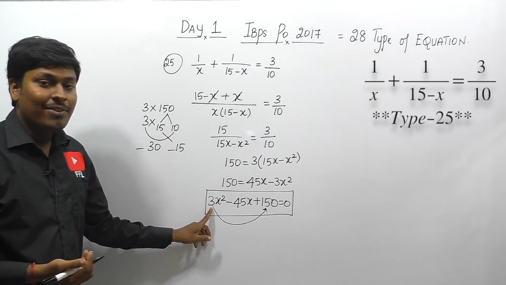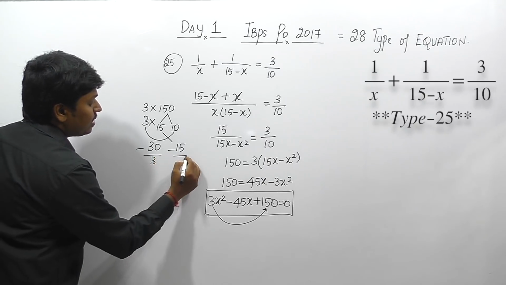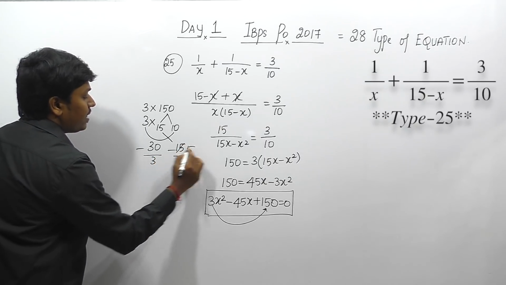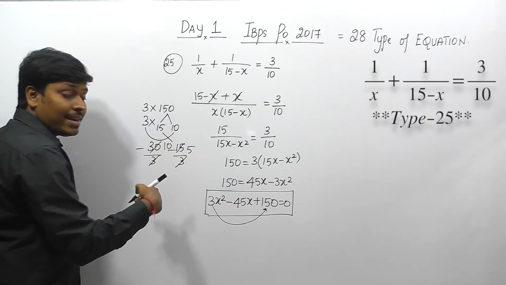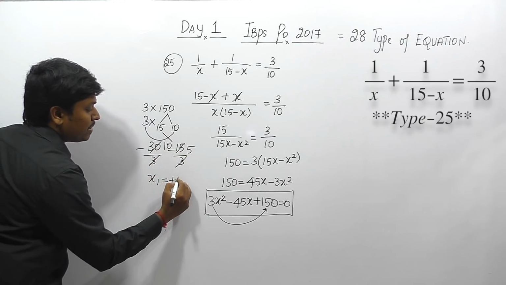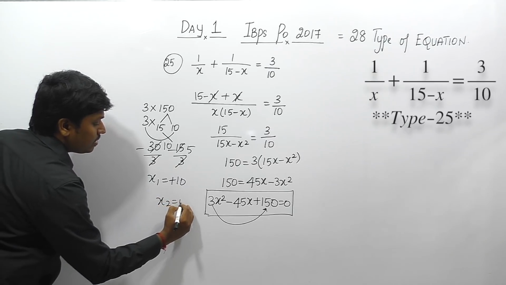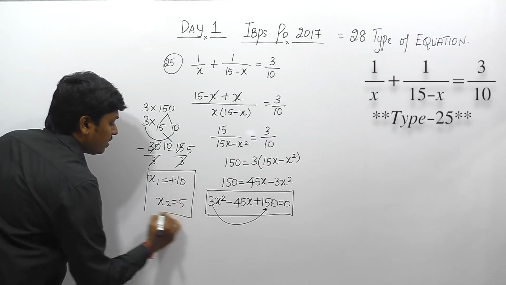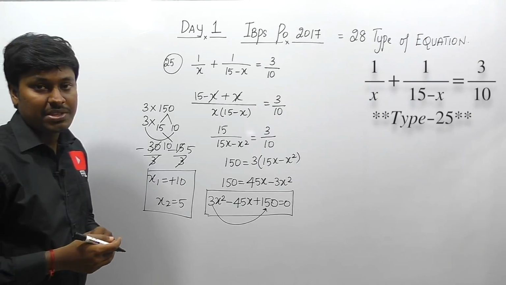Before x square we have a constant 3, so divide by 3 and divide by 3. So this becomes 5 and this becomes 10, but while writing change the sign. So finally we got the factors: x1 is equals to plus 10 and x2 is equal to 5.